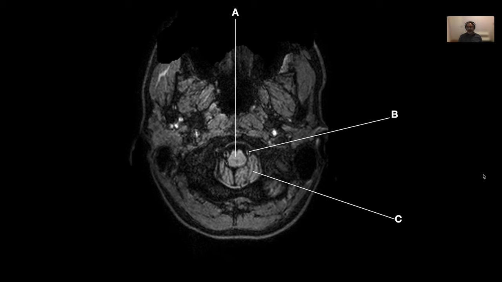Now, I'll just let you answer this too. So A is still the medulla. So let me just say A is still the medulla. But I'll ask you B. B is this structure that is one on each side, but two different structures. They are arteries.